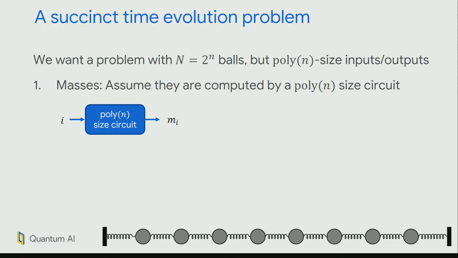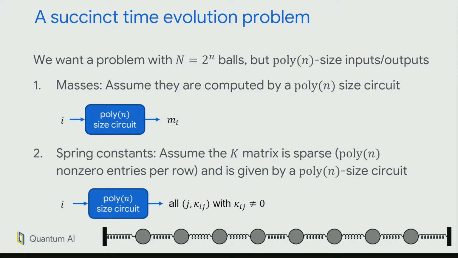So that was masses. That was a vector of length n. The second thing is this set of spring constants. This is a matrix, an n by n matrix. So what I'm going to do is assume 2 things. Firstly, this matrix is sparse, and what that means is, although it could have up to 2 to the n entries in any row or column, I'm going to assume that it only has polynomially many entries in any row or column. And the second thing is, same as this, I'm going to assume there's a circuit that describes this for me. So formally, this kappa matrix is sparse, has poly n non-zero entries. And again, there's some circuit which takes as input i and outputs all of the non-zero entries in row i. There's only polynomially many of them, so that's not a problem.